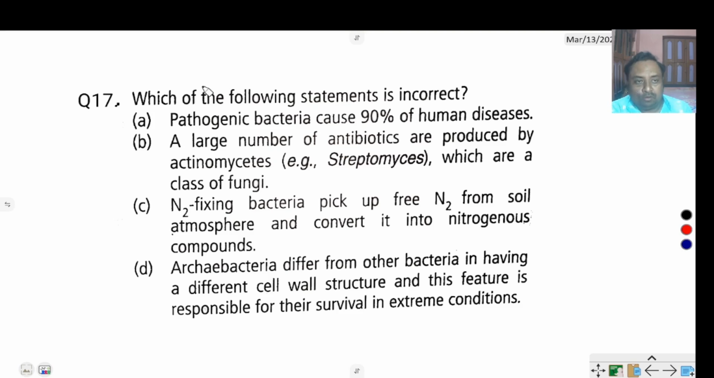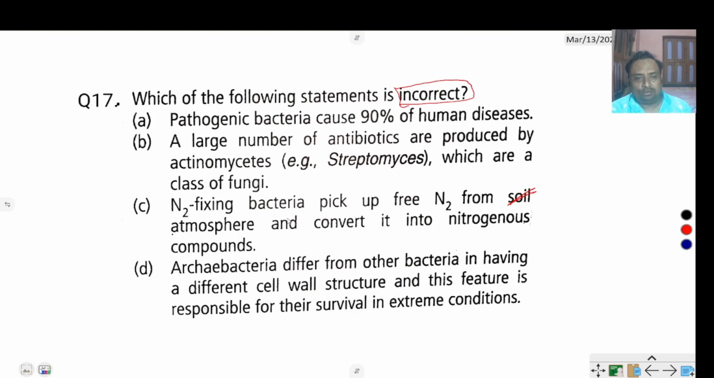Next question, 17 number question. Which of the following statements is incorrect? Which option is incorrect? Pathogenic bacteria cause 90% of human disease, maybe right. A large number of antibiotics are produced by actinomycetes. Definitely, streptomycin, neomycin, kanamycin, gentamicin are all produced from actinomycetes. Nitrogen fixing bacteria pick up free nitrogen from the soil atmosphere and convert it into nitrogenous compound. Not soil atmosphere, this is from the atmosphere.